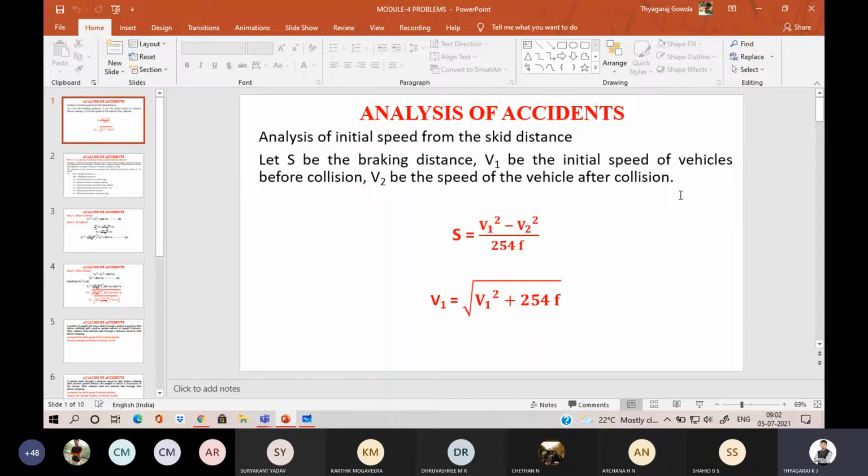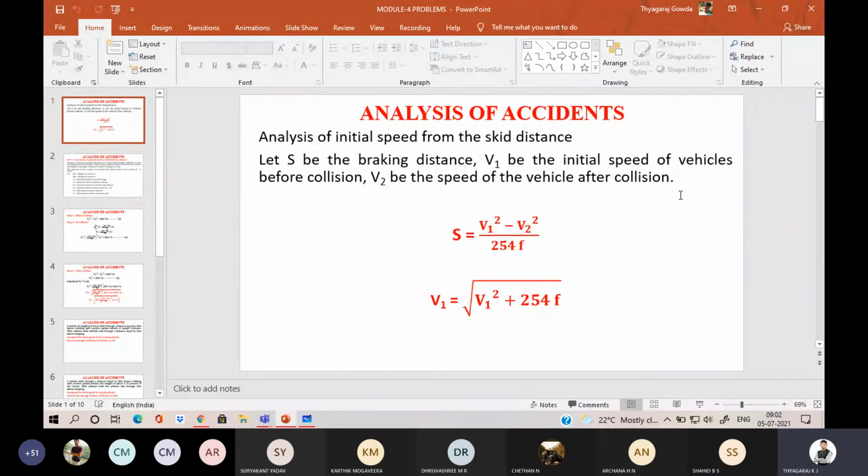Before going to that, as we all know, when an accident has occurred there will be a skid mark present on the surface of the road. So using that skid mark, that is by measuring the skid distance present on the road surface, we are going to determine the speed of the vehicle.